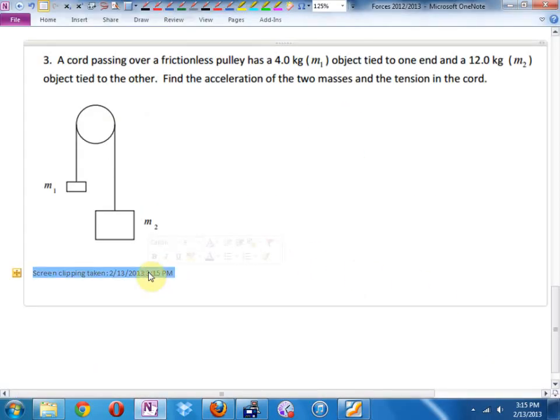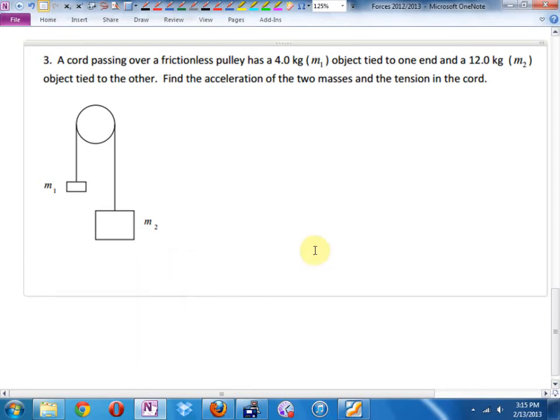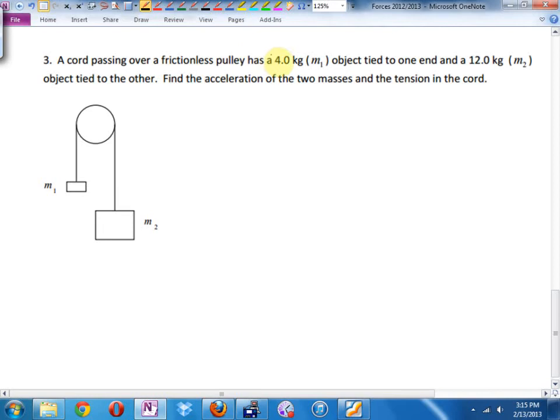So I'm going to give you an Atwood machine. I'm going to say find the acceleration and find the tension. Oh, let's do this, Zach. Let's just, to change the masses, put a 1 in front of each one. Let's put a 1 in front of the 4. So we got a 14 and a 12. Good enough. Now it's a totally different question.